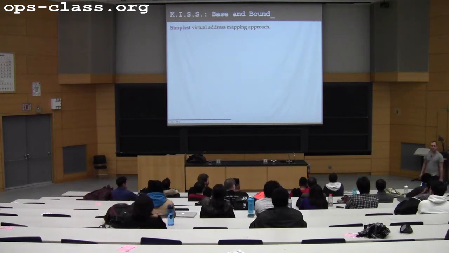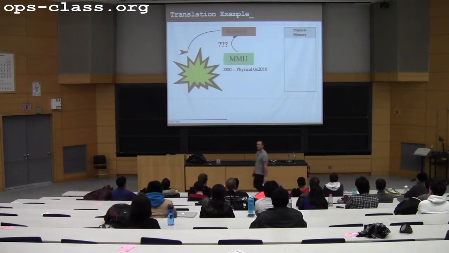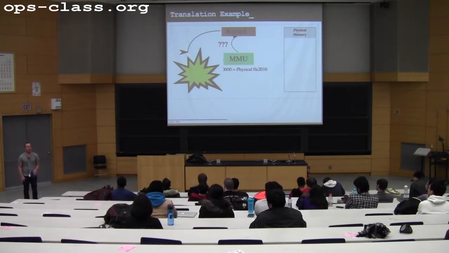Oh, sorry, yeah. So it's a great question. On a multi-core machine, these translations are happening on a per-core basis. Now, why is that the case? Why would I need a per-core MMU?